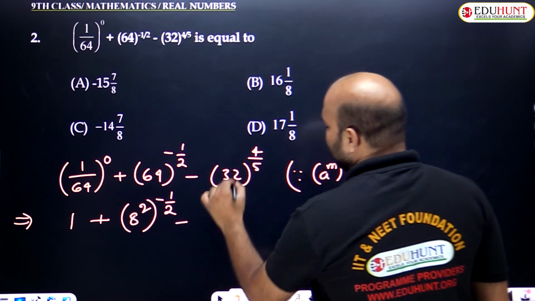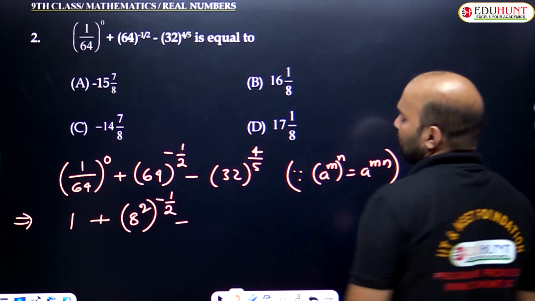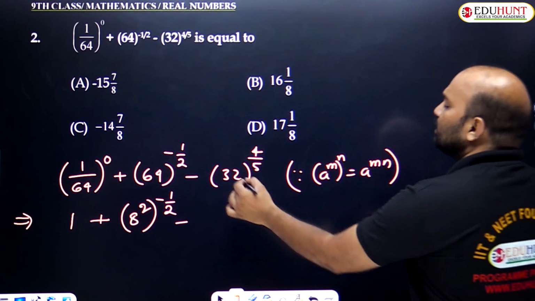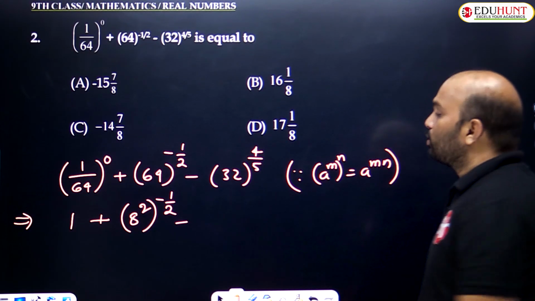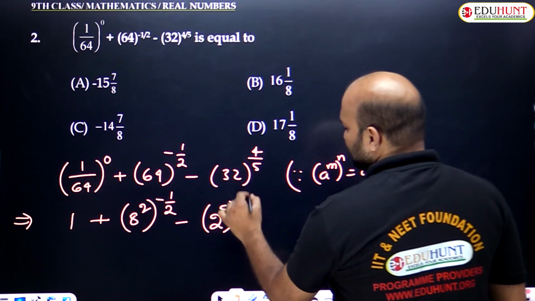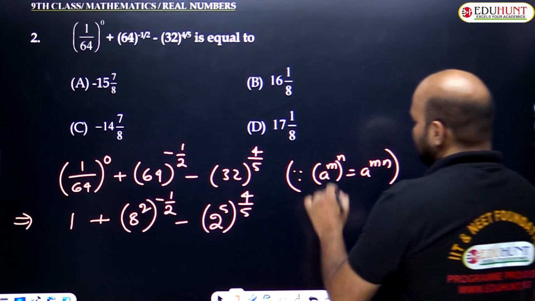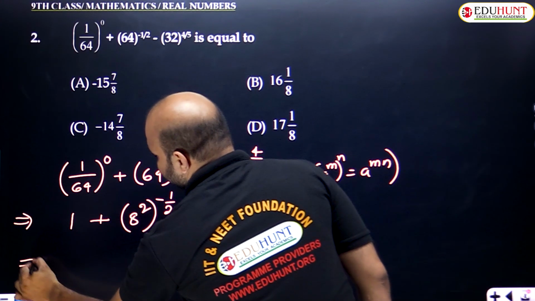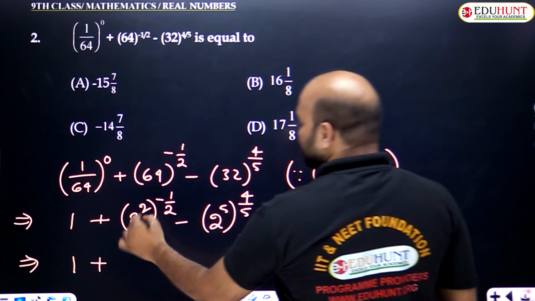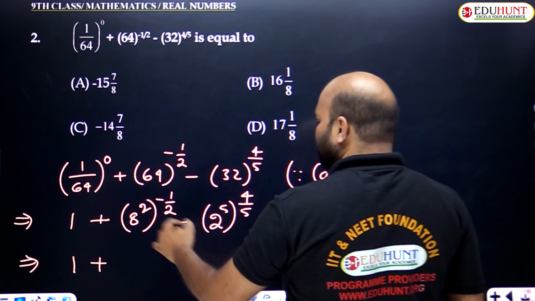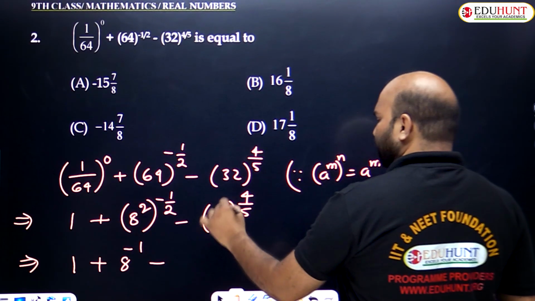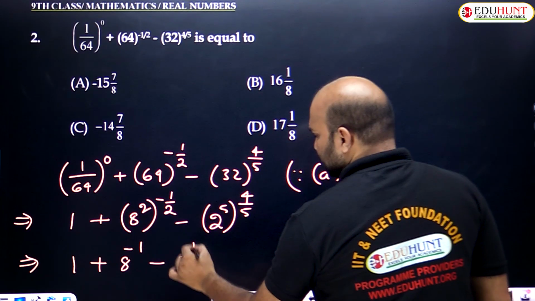Then minus 32^(4/5) is given. In the denominator the power value is 4/5, the denominator is 5, so 32 can be expressed as 2^5, according to the formula (a^m)^n, and the 5s cancel. Am I clear? So it can be written as 1 + (8^2)^(-1/2): the 2s cancel, and 8^(-1) is left. Minus, here the 5s cancel, and 2^4 is left.